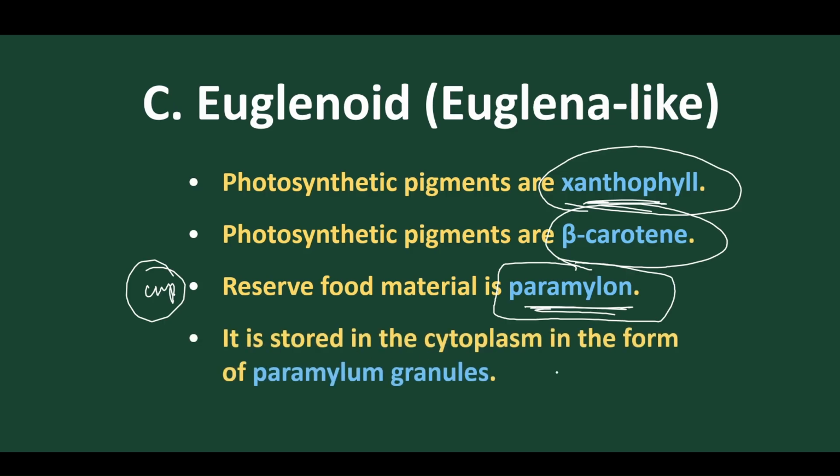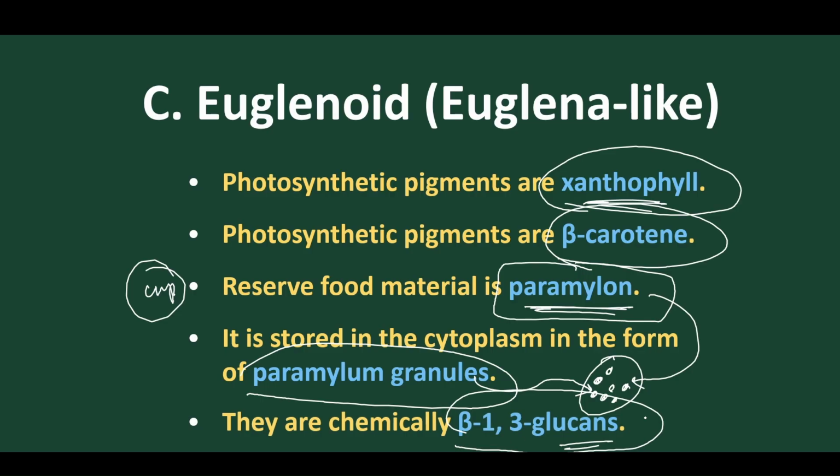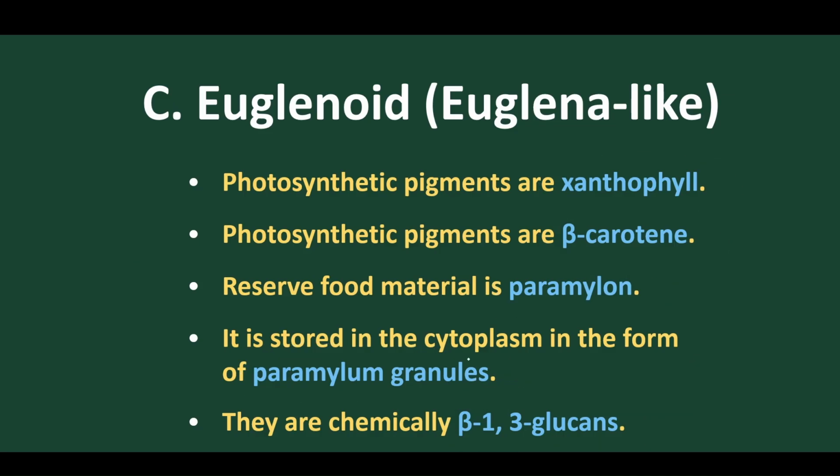The food is stored in the cytoplasm in the form of paramylon granules, which means inside the body the food materials are stored in granule-like forms, and these granular forms are called paramylon. These paramylons help in storing food materials in the form of carbohydrate or starch, and they are chemically beta-1,3 glucans. Glucans are polysaccharides. So paramylons are beta-1,3 glucans. Very important.